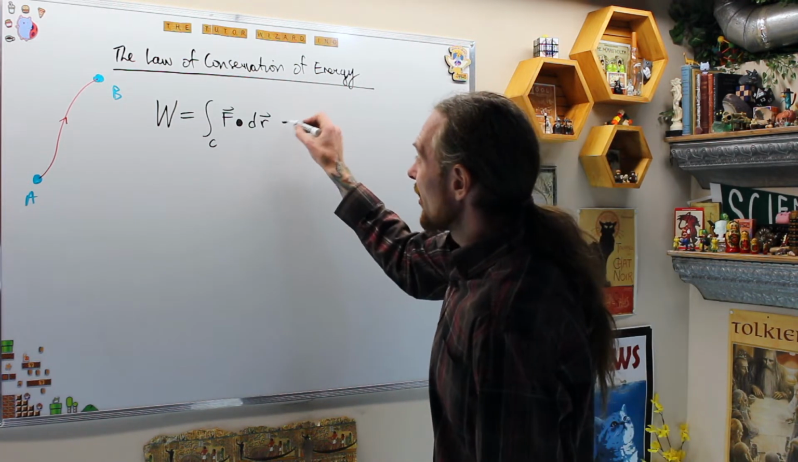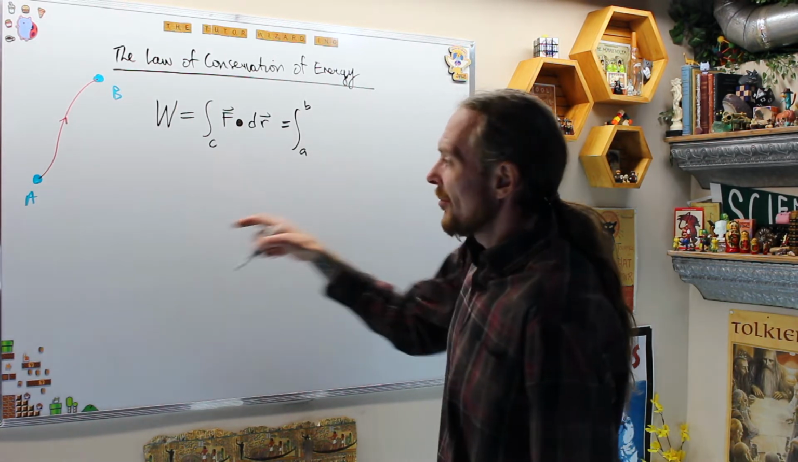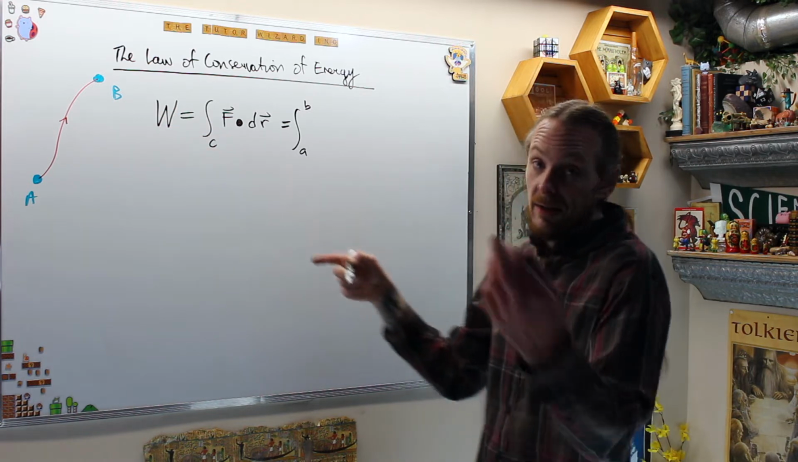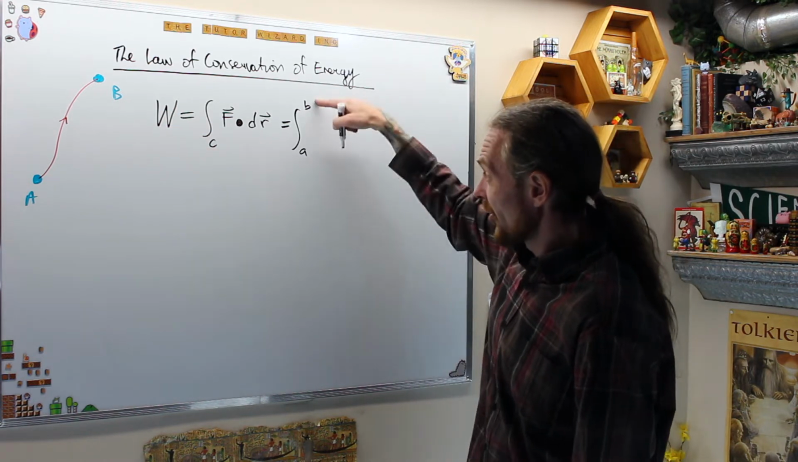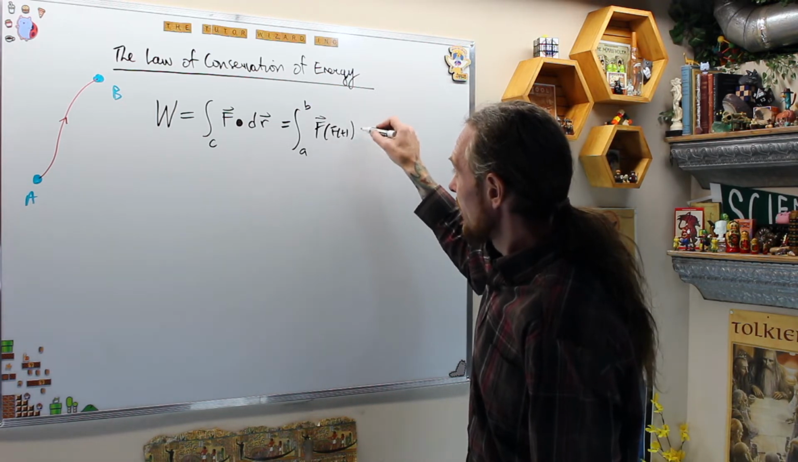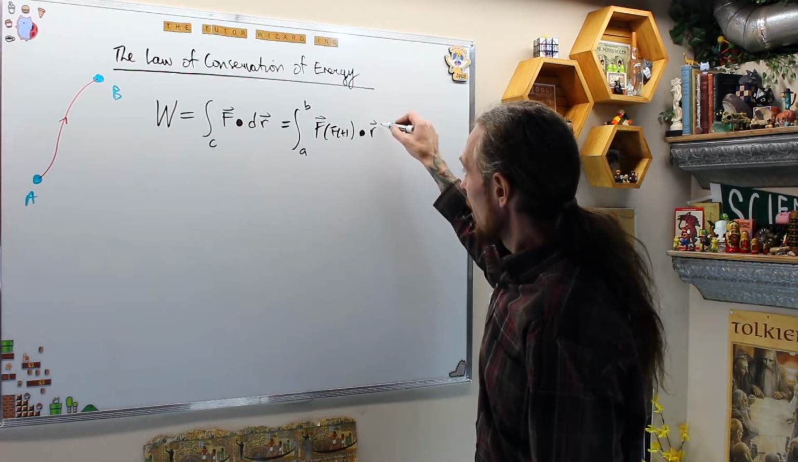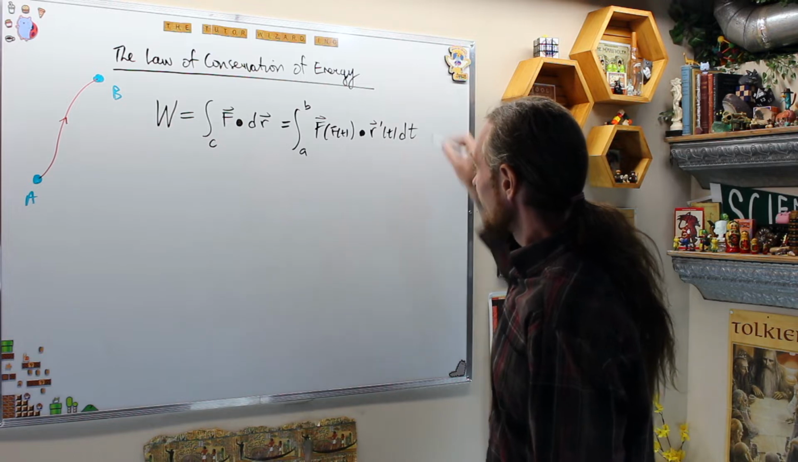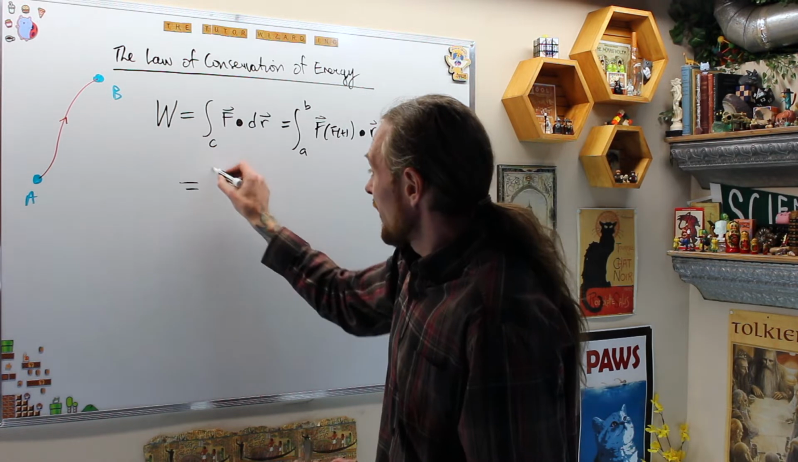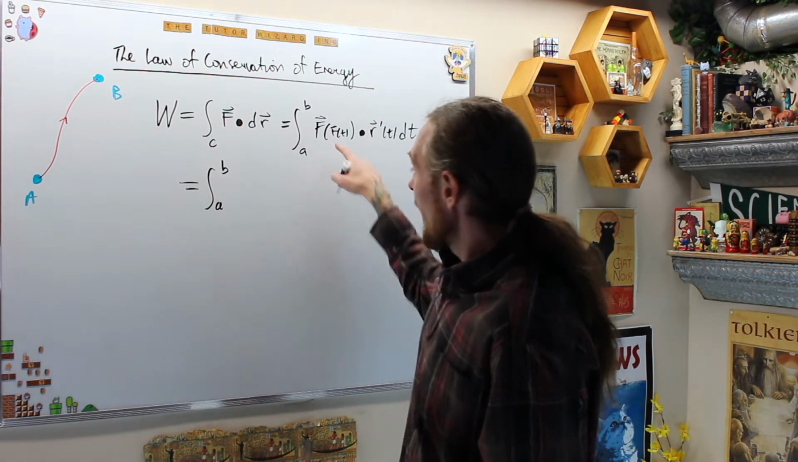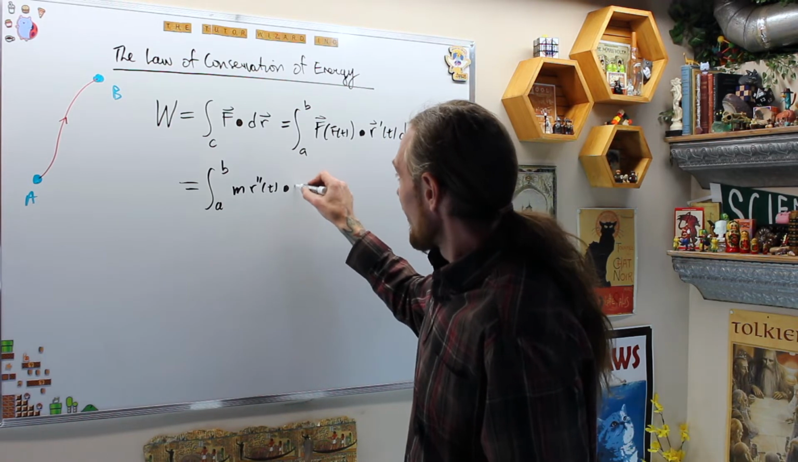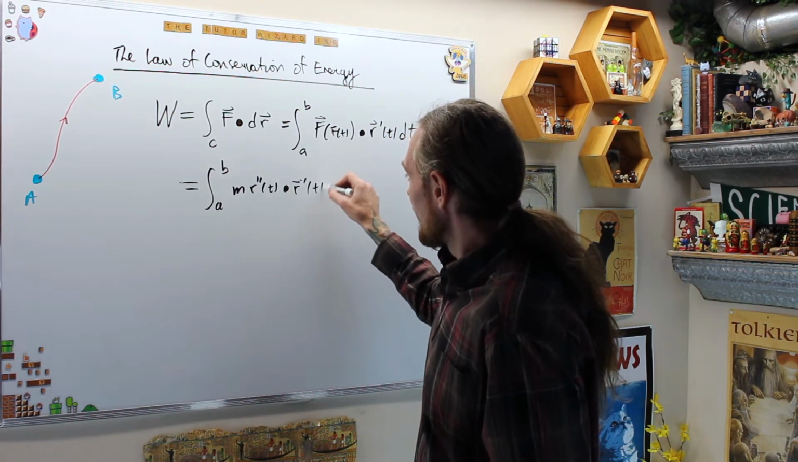This by definition is equal to the integral from A to B. Remember, this A is r of A, and this B is r of B. So our parameter goes from A to B. This is going to be f of r of t dot product with r prime of t dt. Now we know what F is from Newton's second law of motion. We know that this is the integral from A to B of F was mass times r prime prime of t dot r prime of t dt.